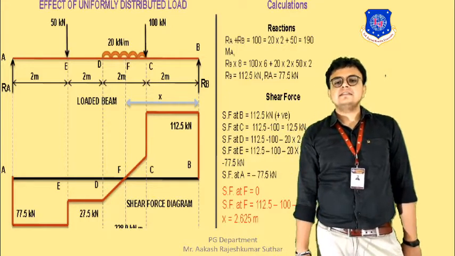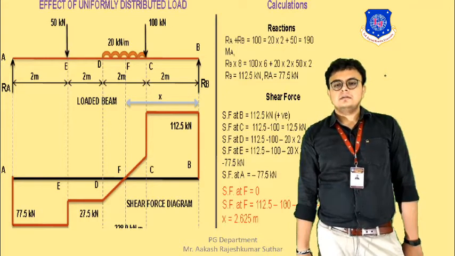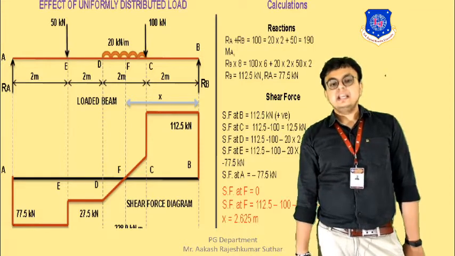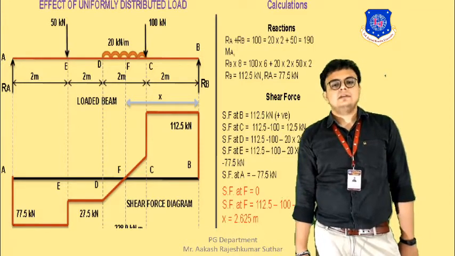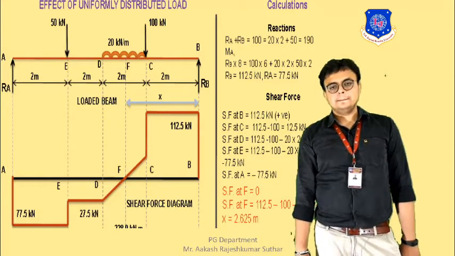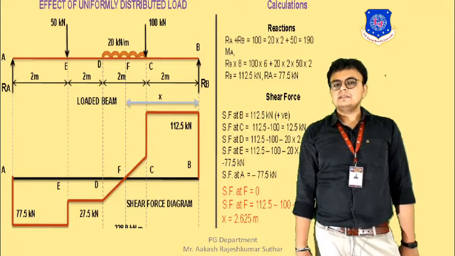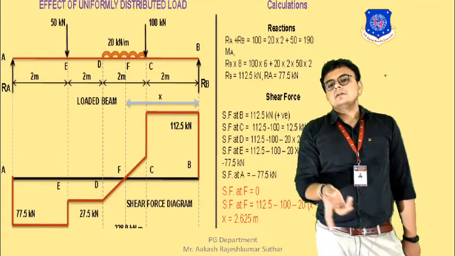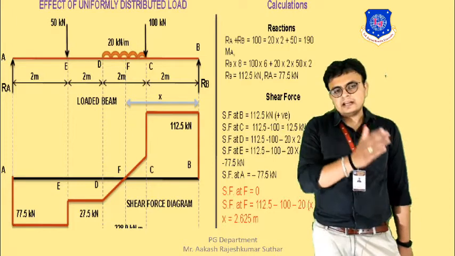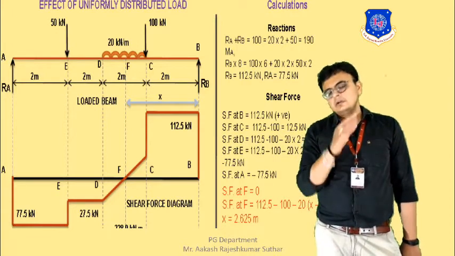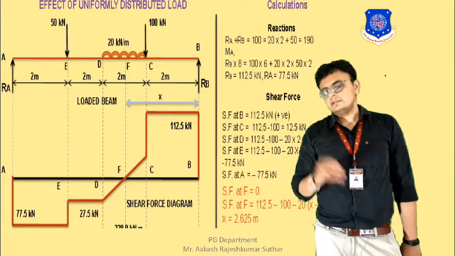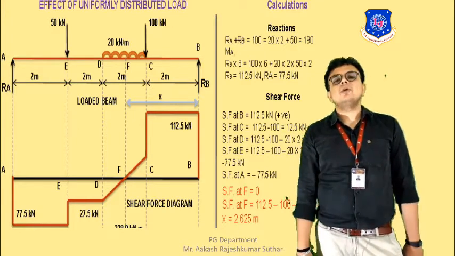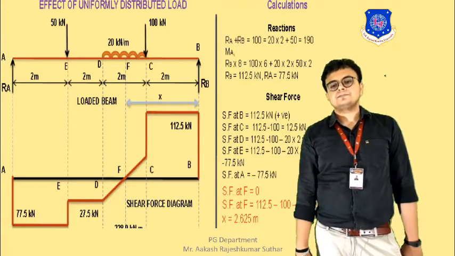then the equation will be such that capital RB into 8, that is the distance of B to A. So capital RB into 8 is the only thing acting in the anti-clockwise direction from the right-hand side of joint A, and all the other loads are in the downward direction, so they create a clockwise moment in the beam.